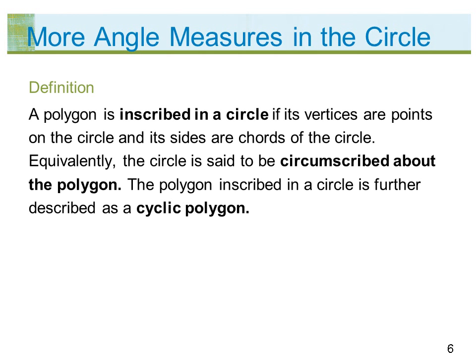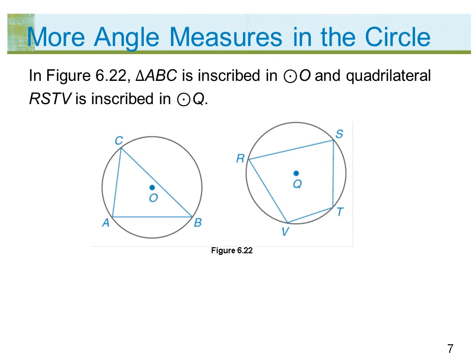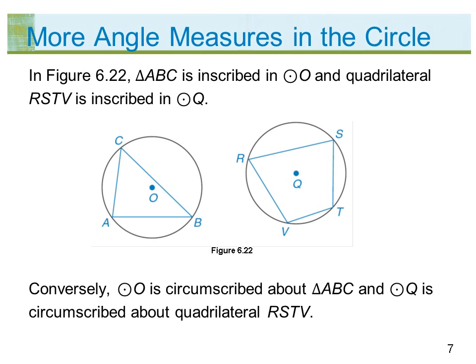Definition: a polygon is inscribed in a circle if its vertices are points on the circle and its sides are chords of the circle. Equivalently, the circle is said to be circumscribed about the polygon. The polygon inscribed in a circle is further described as a cyclic polygon. In figure 6.22, triangle ABC is inscribed in circle O, and quadrilateral RSTV is inscribed in circle Q. Conversely, circle O is circumscribed about triangle ABC, and circle Q is circumscribed about quadrilateral RSTV.